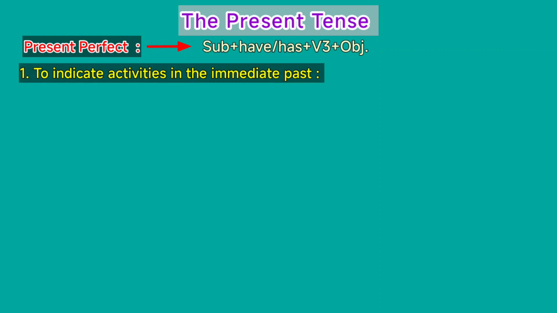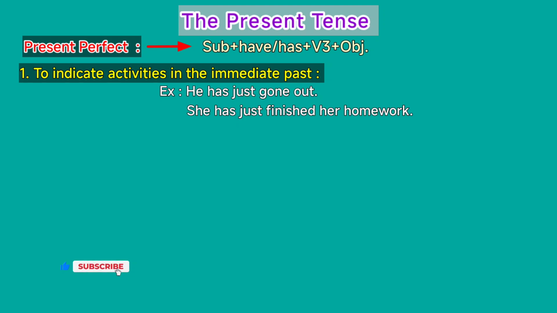Okay, the third division of the present tense is present perfect tense. To indicate activities in the immediate past, just happened things, we use present perfect tense. In the examples you can see, he has just gone out, she has just finished her homework. These activities are just finished activities. There we can use present perfect tense.